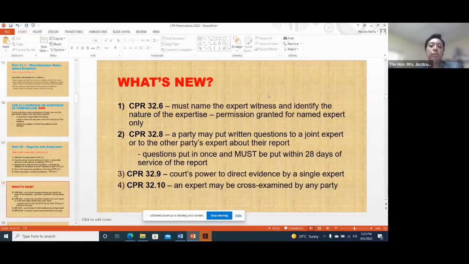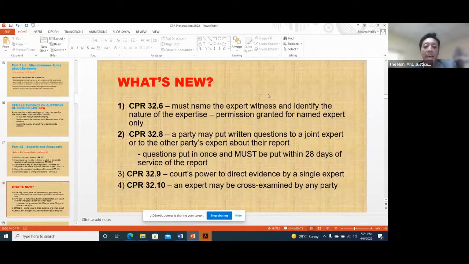You would have to name your expert. So it's a very different scenario under the CPR than exists under the RSC. A party may put written questions to a joint expert or to the other party's expert about their report. But note, the questions can only be put in once, and they must be put in within 28 days of service of the report.